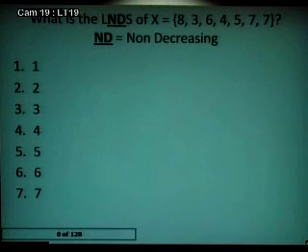I can change the problem a bit from increasing to non-decreasing. Simple switch. So can you tell me what's the answer? I'm looking for a subsequence that is non-decreasing and the longest of such subsequence. Very easy.